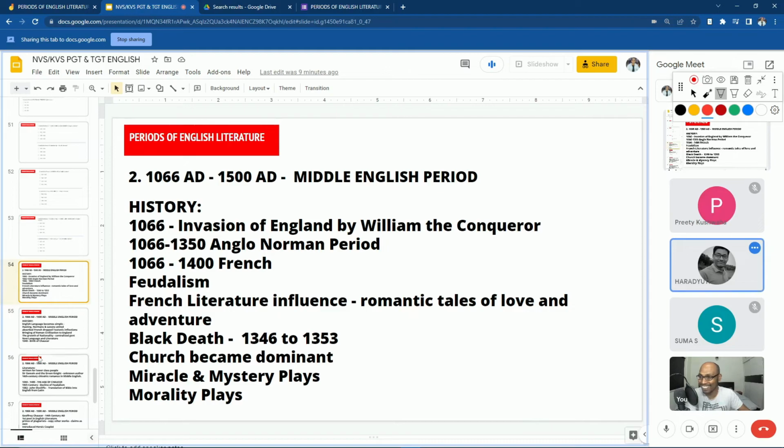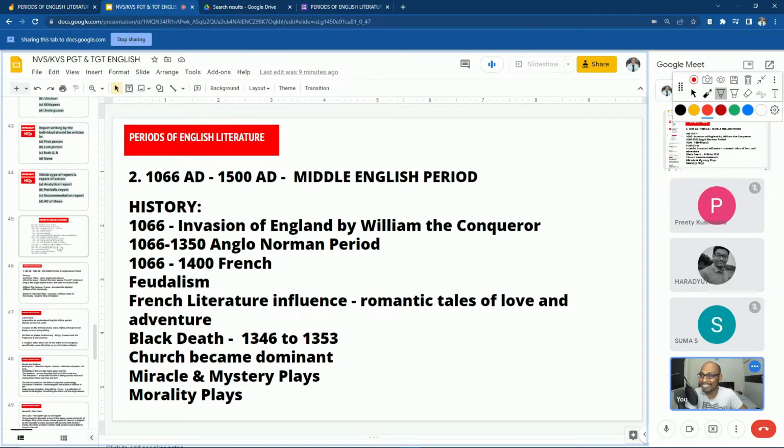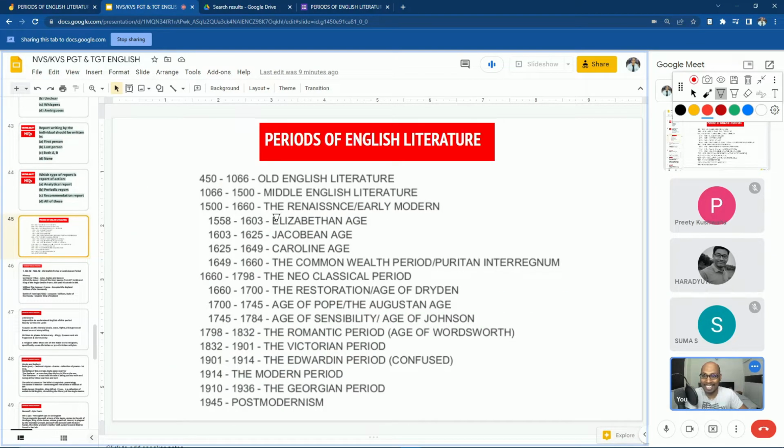Okay, we'll go back. See, Elizabethan, Jacobean, Caroline, and now the technique I'll tell you. Listen here. Wait a minute, I'll erase. How to remember this one, correct?